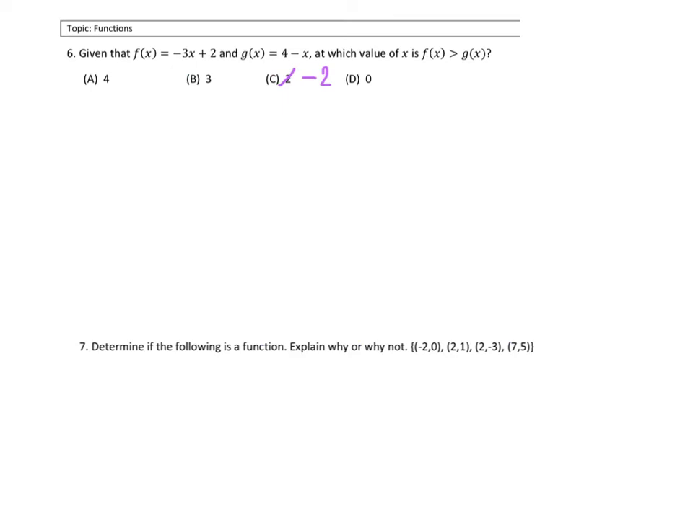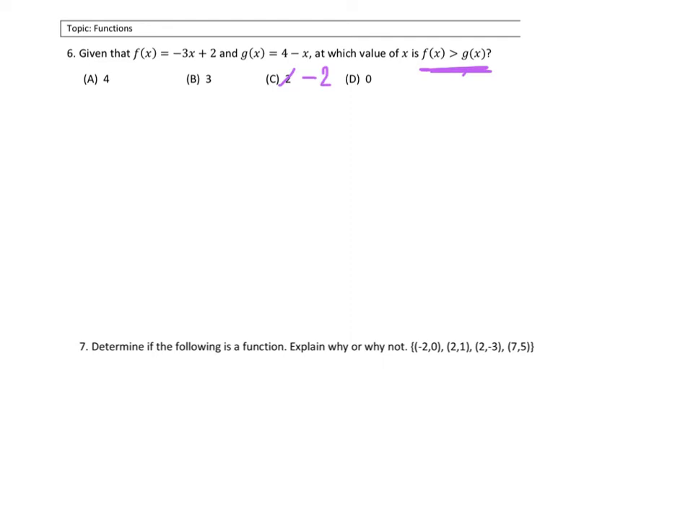Okay, number 6 and 7 both deal with the topic of functions. Number 6 is specifically looking for us to evaluate and compare function values. So given that f of x is equal to negative 3x plus 2 and g of x is equal to 4 minus x, at which value of x is f of x greater than g of x? This is super important. They're asking us to compare the outputs given different inputs. So these are different possible values for x. Okay, all of your choices are different possible values of x.